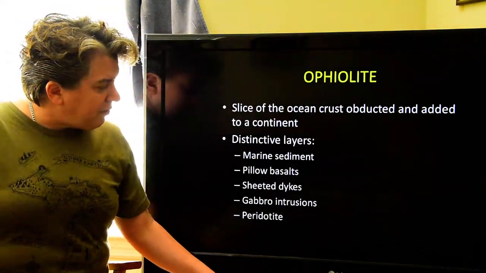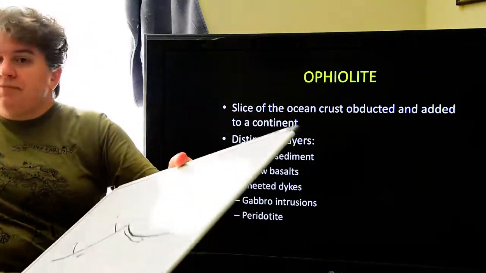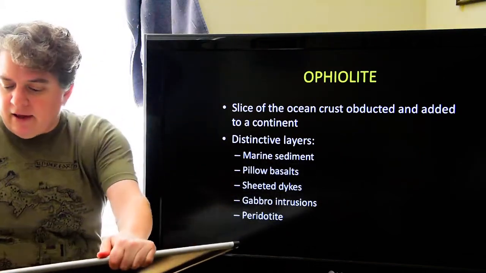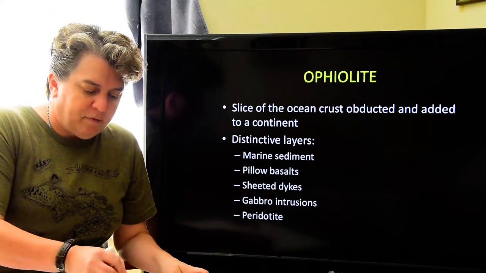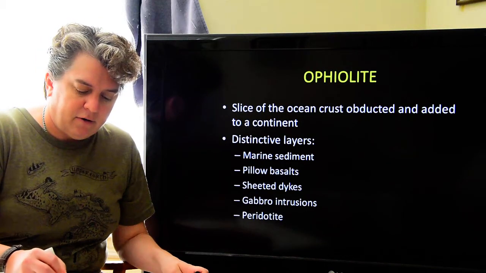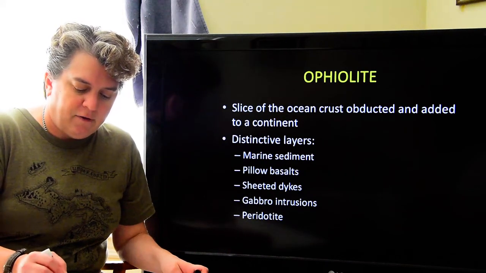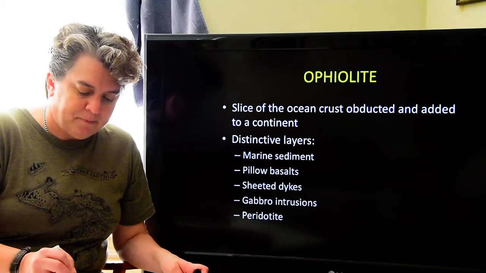All right, the last thing I would like to talk about in lecture today is something called an ophiolite. I like ophiolites because they show us something we normally can't see on Earth. So an ophiolite is a slice of Earth's crust. It's a slice of the ocean crust.